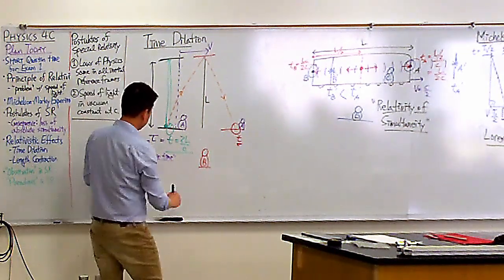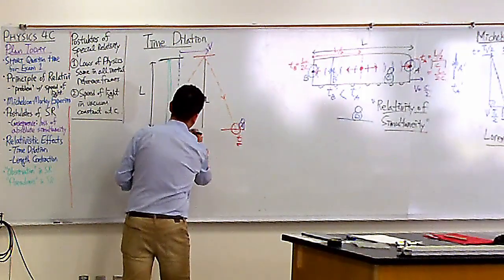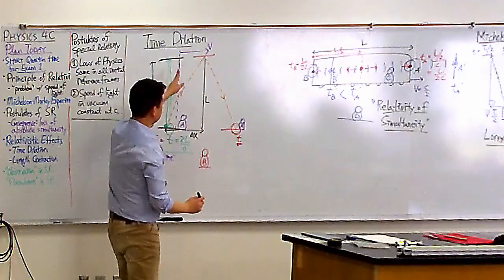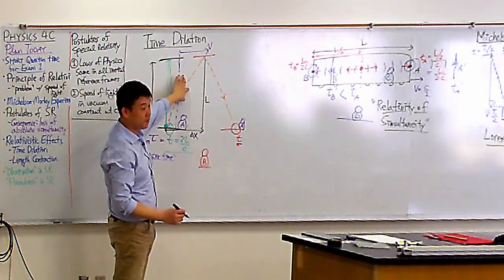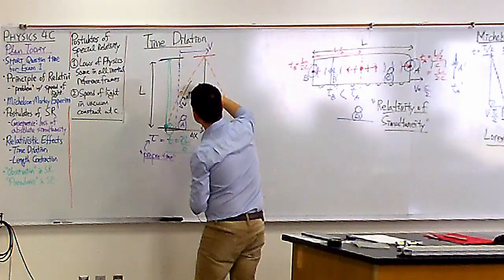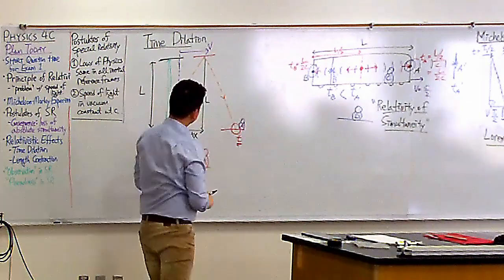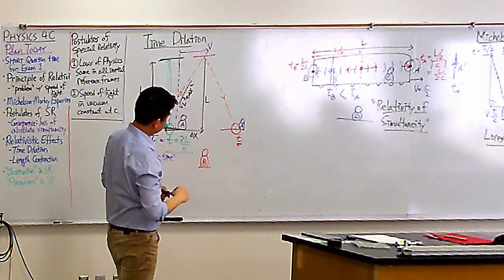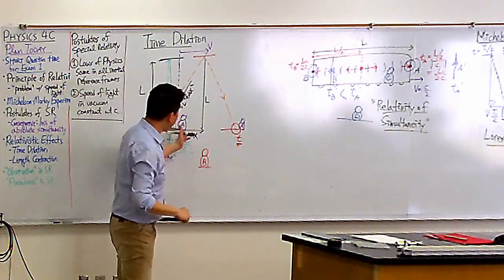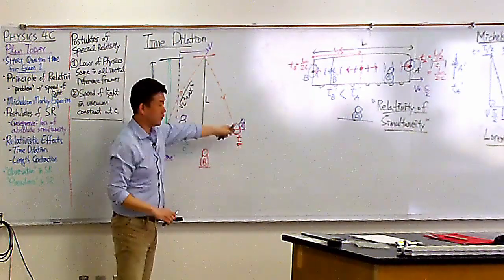So I need to know the length of this side. Let me call that delta x. Then this is a right triangle. I can figure out the hypotenuse. The hypotenuse should be square root of L squared plus delta x squared. So I need an expression for delta x. How far did the mirror travel in half the amount of time for the round trip?